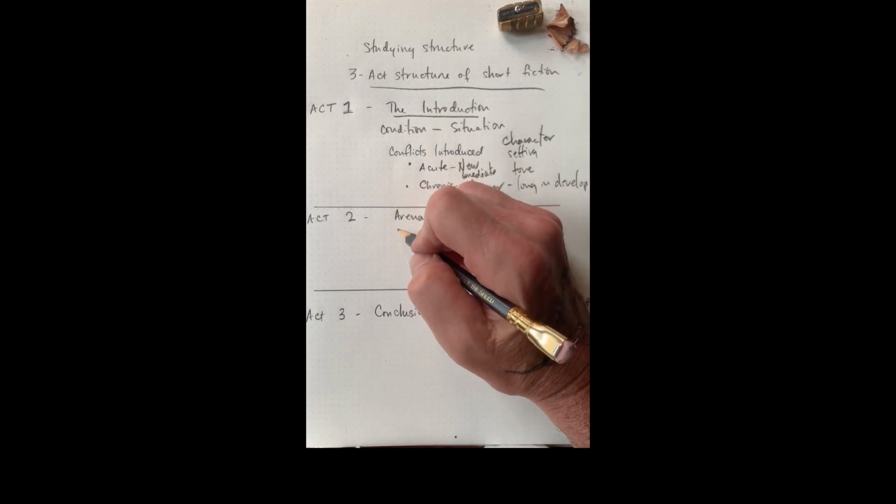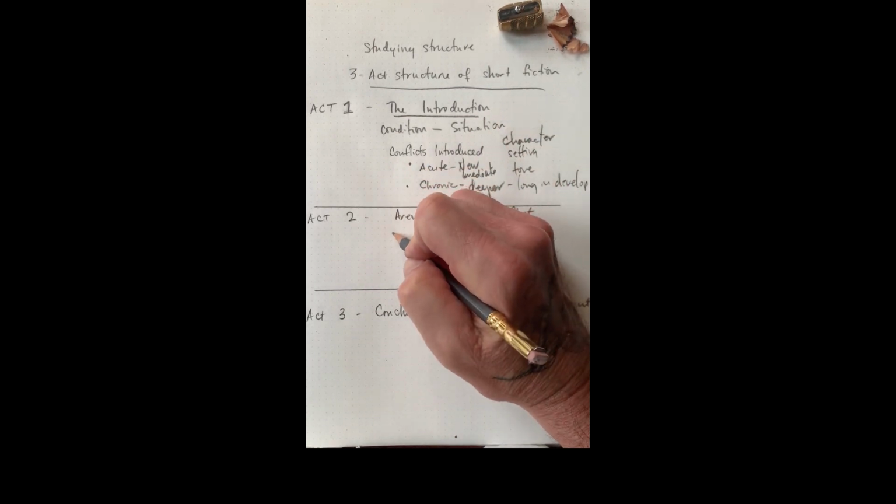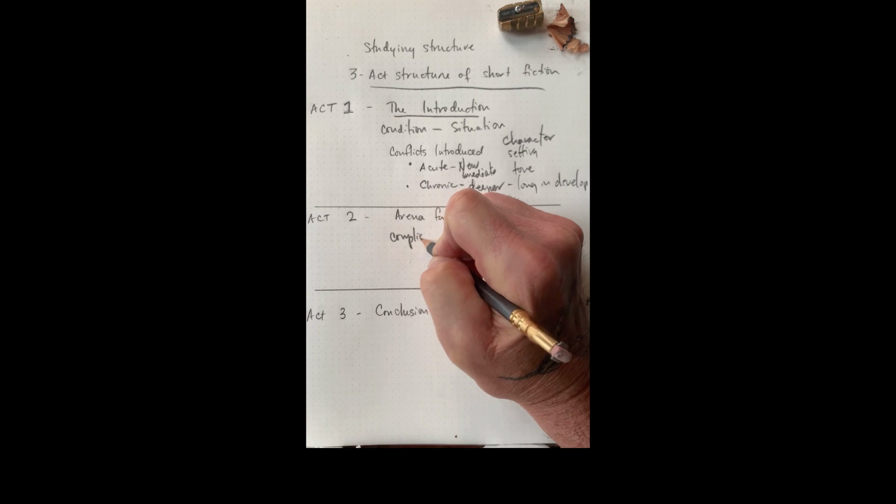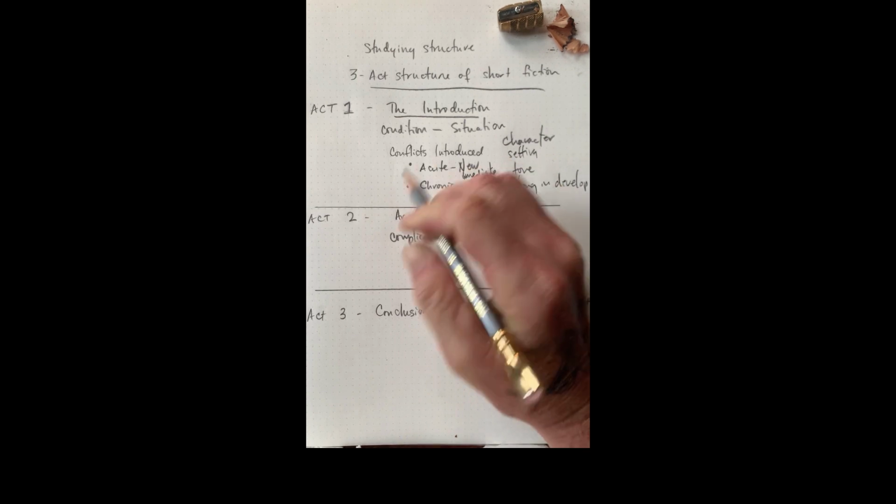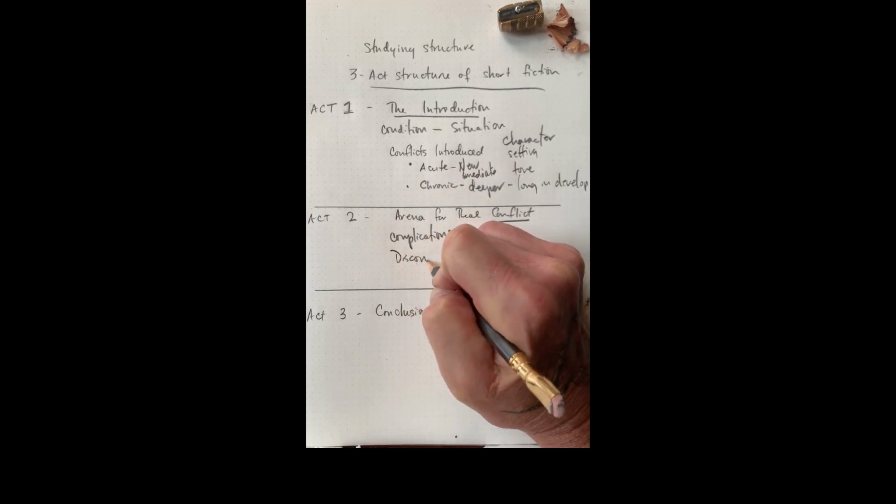Act 2 is the arena for real conflict, confrontation. The protagonist is going through all the stuff here, facing the complications, the confrontations, the disconnections that drive the story.